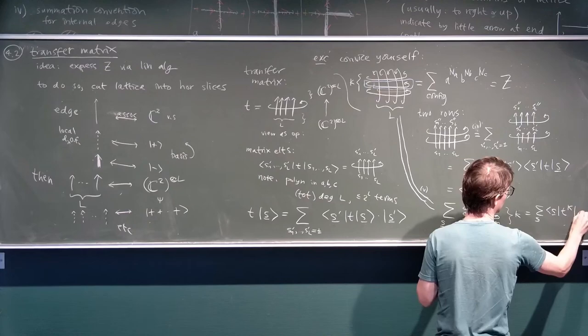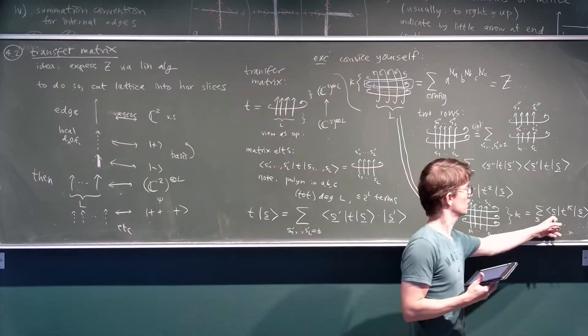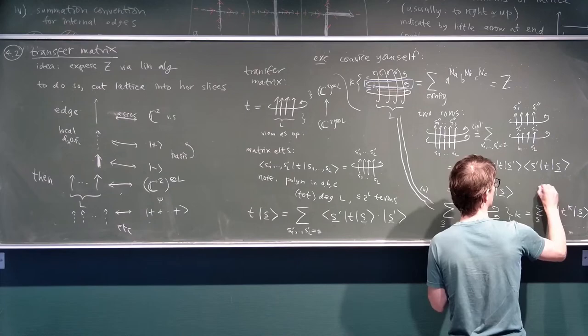But now compared to S. So you see that this is the sum over all the diagonal matrix entries of this. In other words, this is the trace of T to the K.